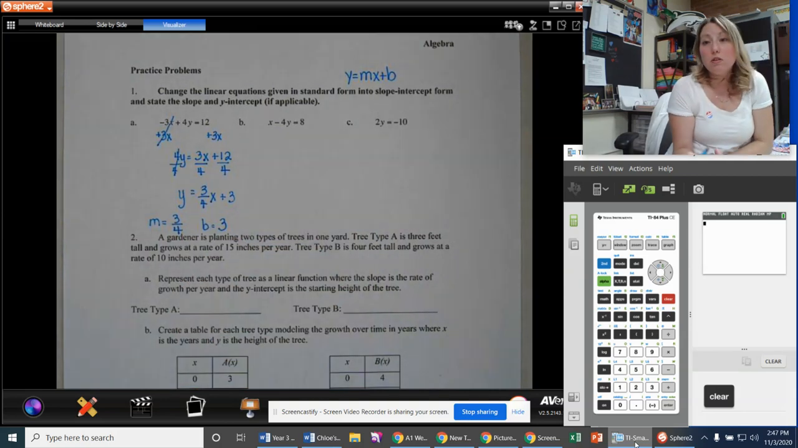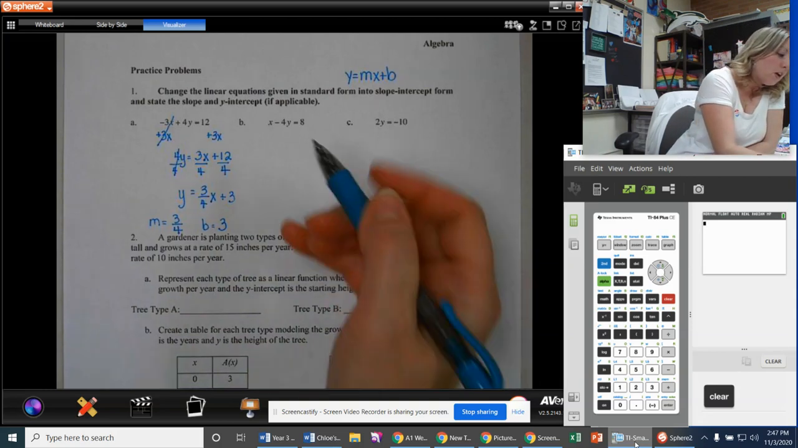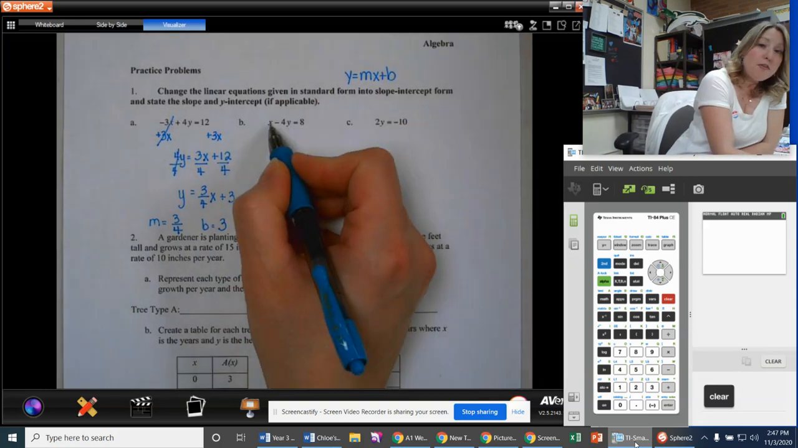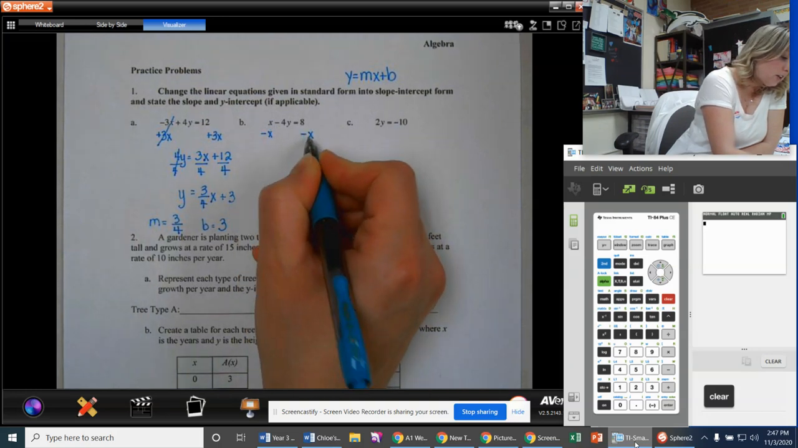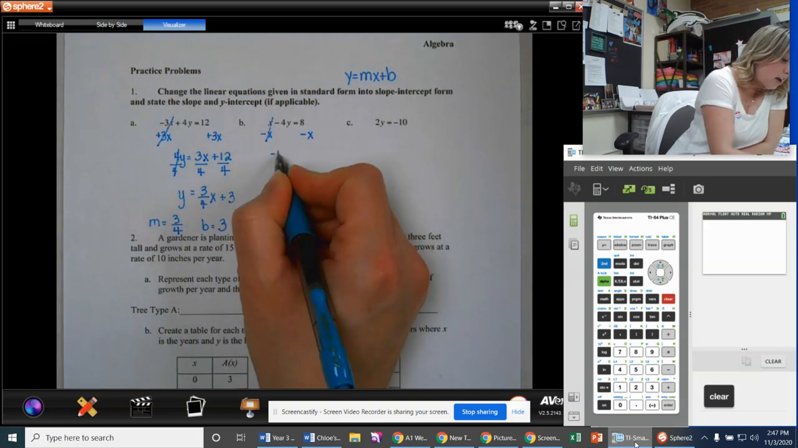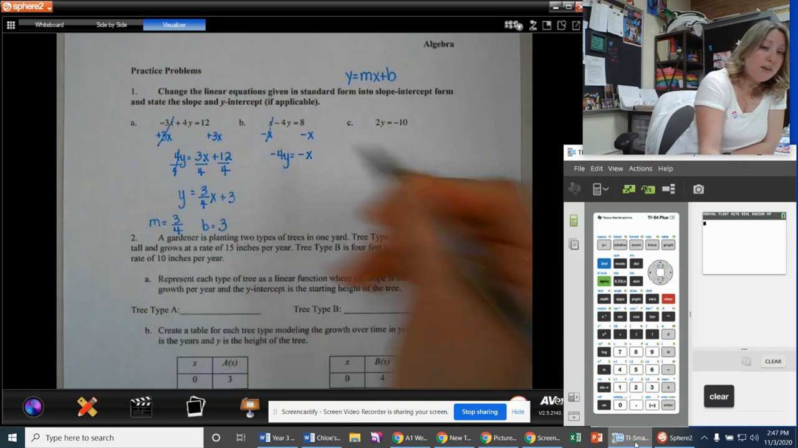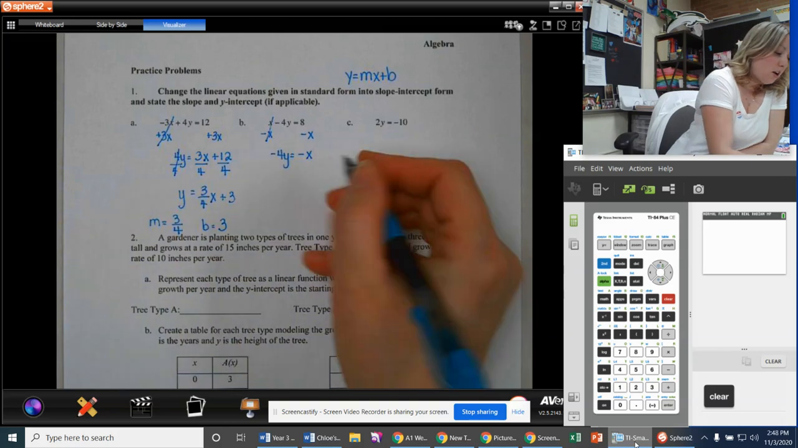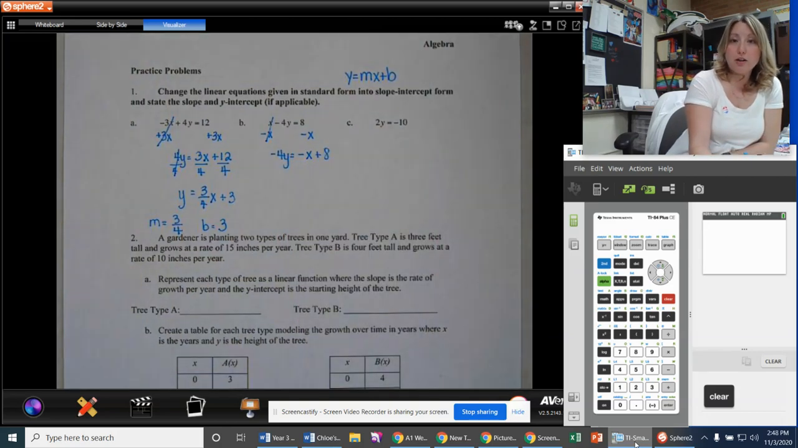You know, sometimes the slope in front of the x is going to be a whole number, and other times it's going to be a fraction. And more likely than not, it's going to be a fraction. So like here with b, I've got this positive x all by itself, subtract it over to the other side of the equal sign, bring down your negative 4y, bring down your equal sign, bring down your negative x and put that first, then bring down your positive 8 and put that second. Again, that's because I like the mx first, then the plus b second.